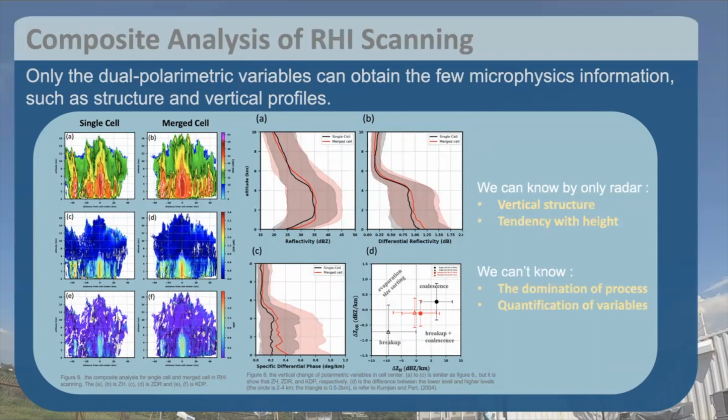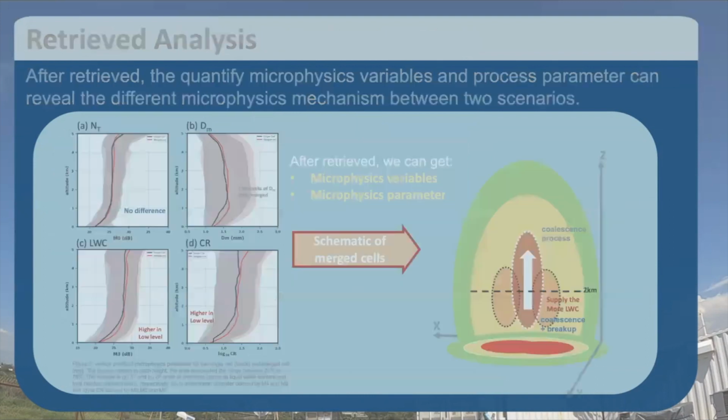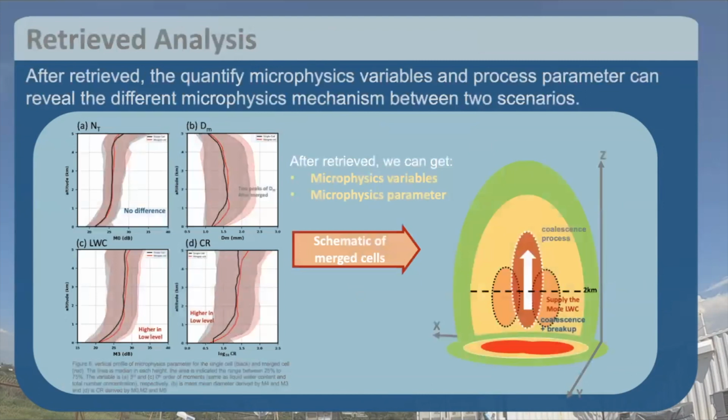So we can know the domination of the microphysics process, but we cannot know the quantification of the variables and the microphysics process. After retrieval, we get the whole DSD information of the weather system. So we can not only quantify the microphysics variables but also reveal the different microphysics mechanisms between these two scenarios in the thunderstorm.